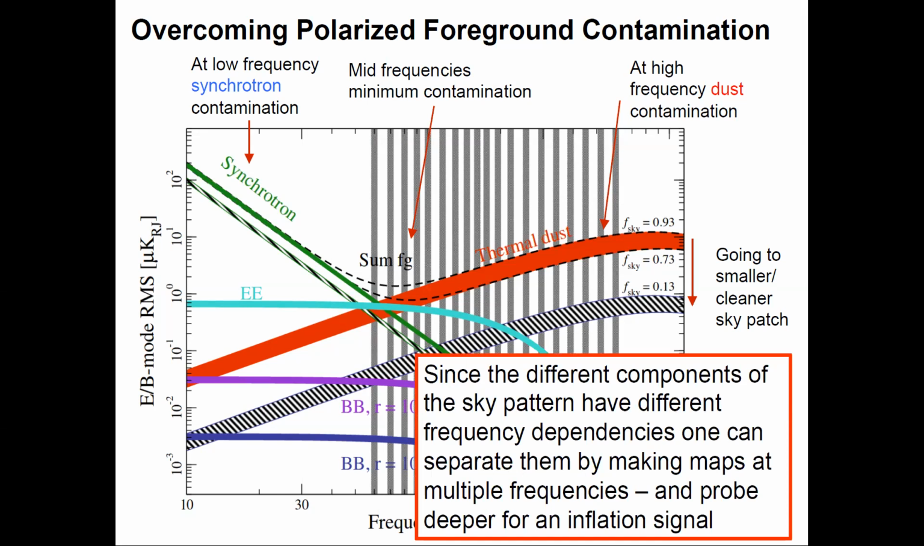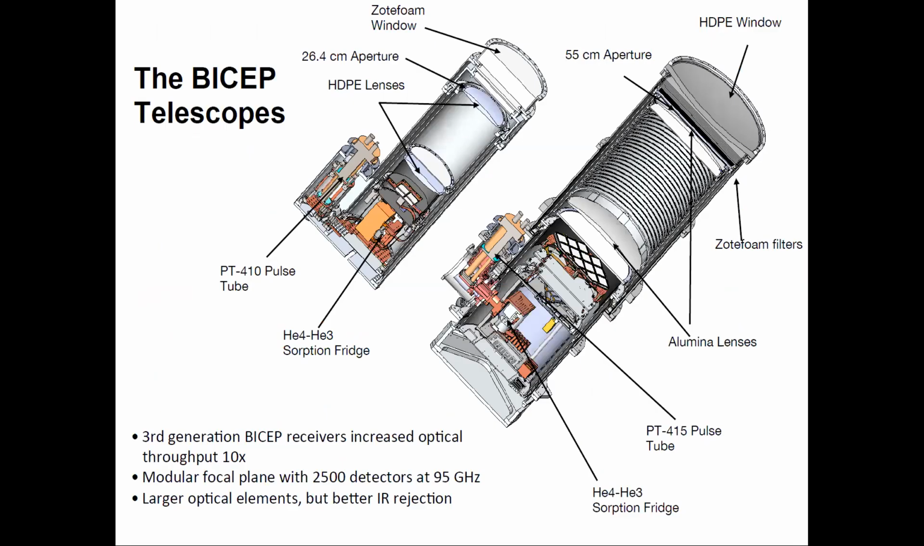Since these different components of the sky emission have different frequency dependencies, as shown here, you can separate them by making maps at multiple frequencies. This is well known: foreground removal by multi-frequency observation. And that allows us to go deeper looking for this inflation signal.